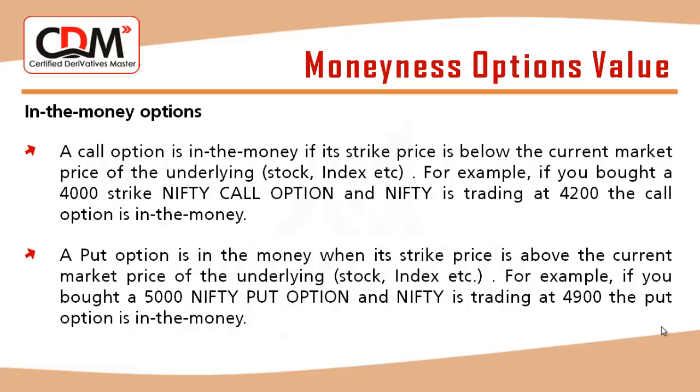In the same way, if we talk about a put option, the position would be the reverse. A put option is in the money when its strike price is above the current market price of the underlying. For example, if somebody bought a 5000 Nifty put option and Nifty is trading somewhere below 5000, could be 4900, 4950, 4980, every value below the 5000 strike price, it would be our Nifty put in the money option. So in a simple way we can say, if the current market price is below the strike price, it is called an in the money put option.